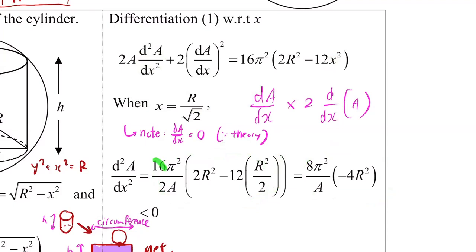16 and 2 cancels away. This becomes 1, this becomes 8. What else we have? We got 2r squared minus 12 times r squared over 2. 12 and 2 cancels away. This becomes 6 and 1.